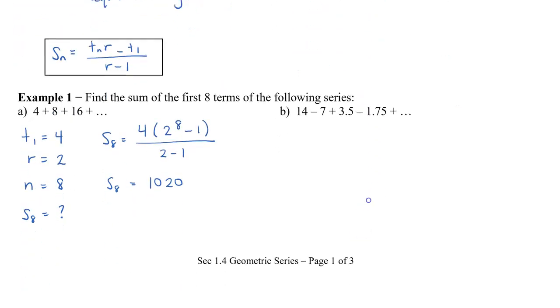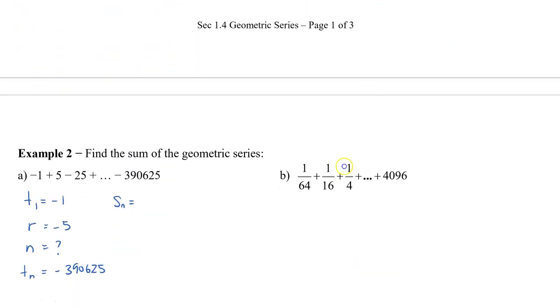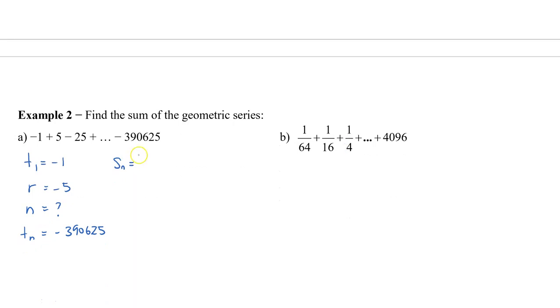So since we don't know n, but we don't need it for the second formula, we can plug those numbers in. So we have -390,625 times the ratio of -5, and then plus 1, because T1 is negative, all divided by -5 minus 1. And then just plugging all of these numbers into your calculator, you get -325,521.